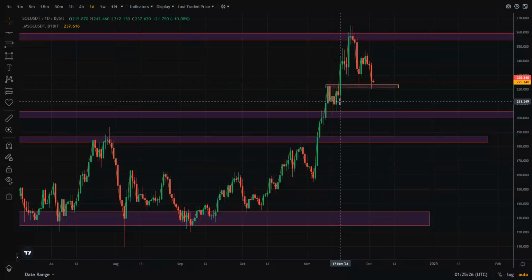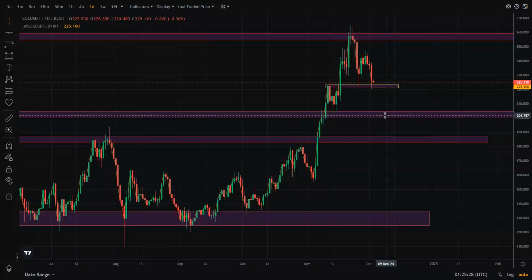Whatever makes it come down to this level, that we're coming to 201, which I believe might not happen. Yeah, except Bitcoin messed up. So if BTC messed up, then we're coming down straight to the $200 level. So this is how you predict the market.